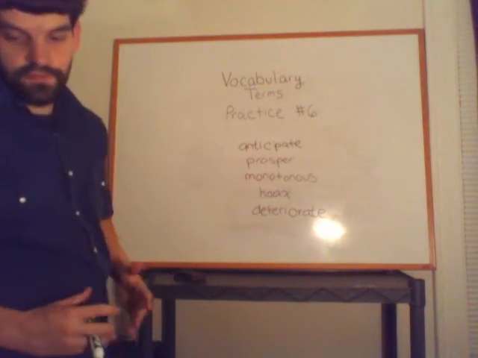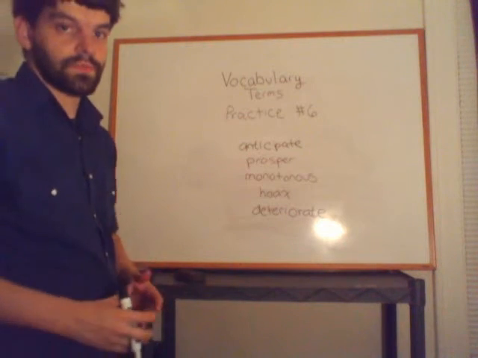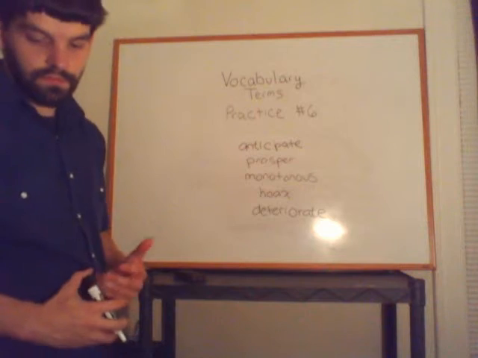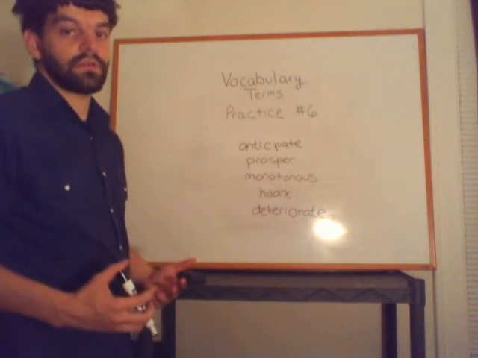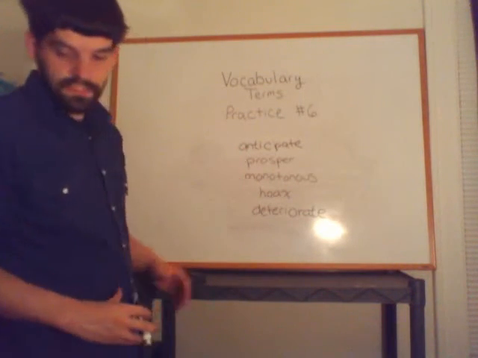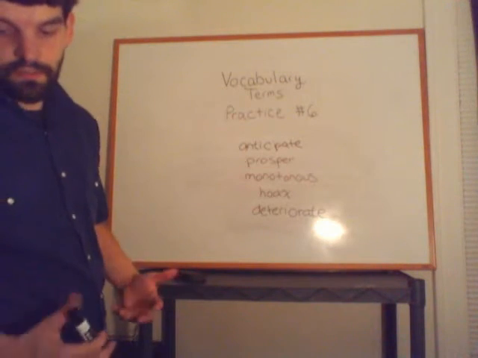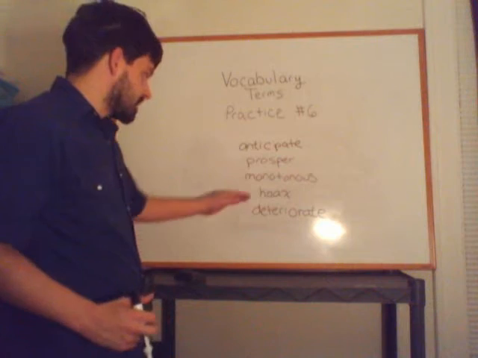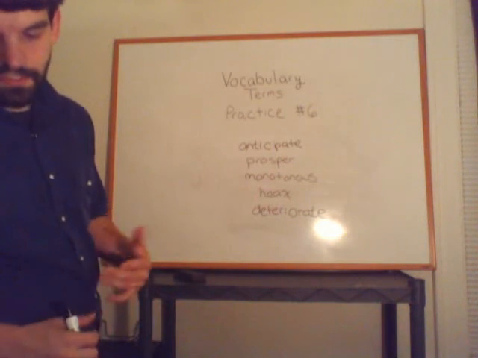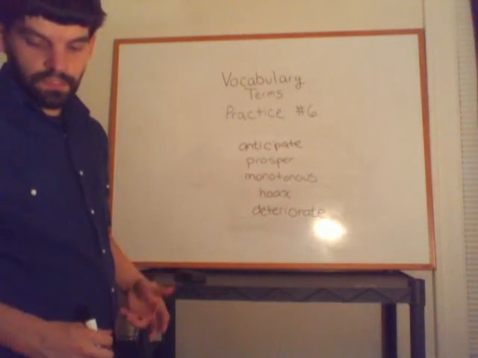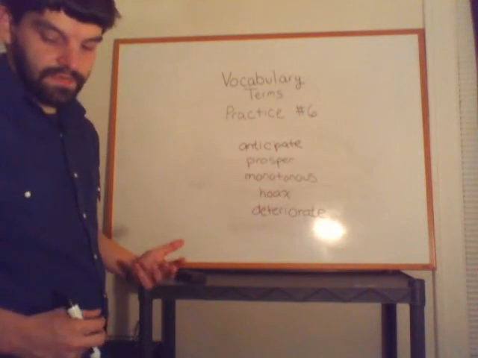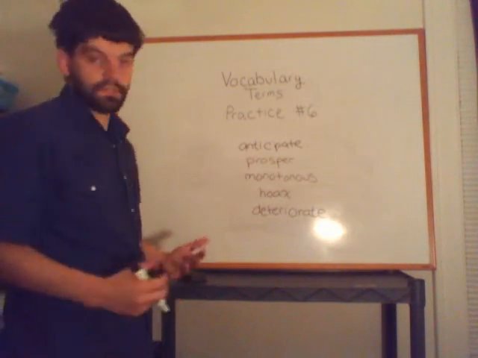Just a quick recap of definitions. Anticipate is to regard as probable, expect, or predict. Prosper is to succeed in material terms. Flourish physically, grow strong and healthy. Monotonous is defined as dull, tedious, and repetitious, lacking in variety and interest. Hoax is defined as humorous or malicious deception, deceive with a hoax. Deteriorate is defined as become progressively worse.